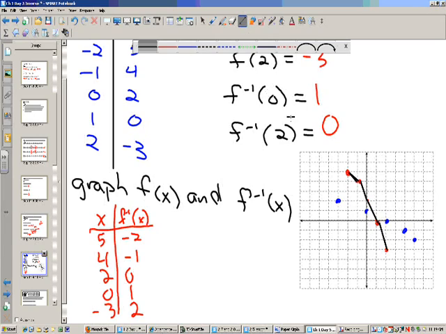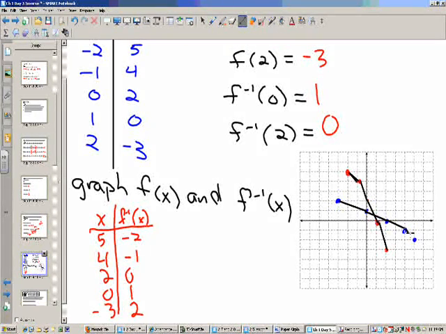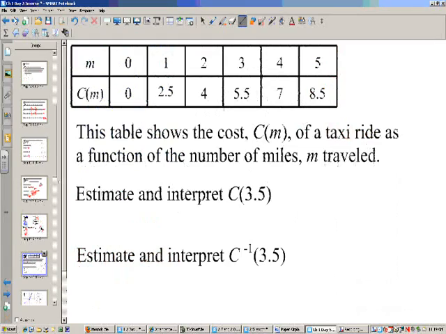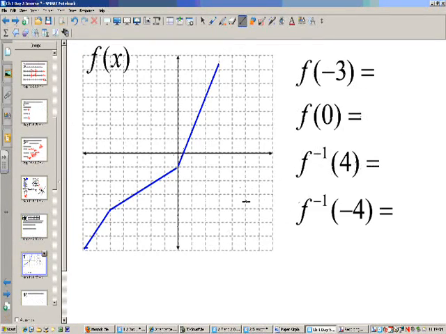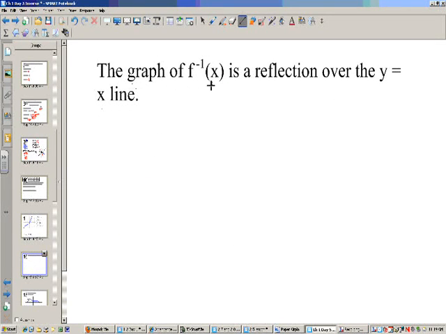And if I connect those, hopefully what you see is there's a symmetry here, which is a reflection over the y equals x line. So they just flip over that y equals x line. The graph of f inverse of x is just a reflection over the y equals x line.